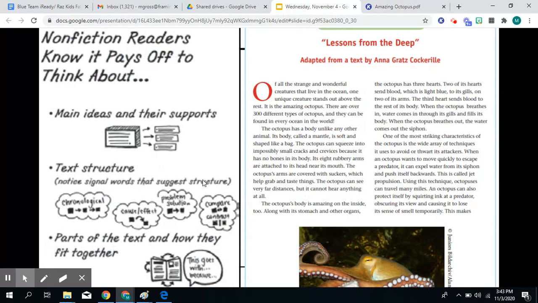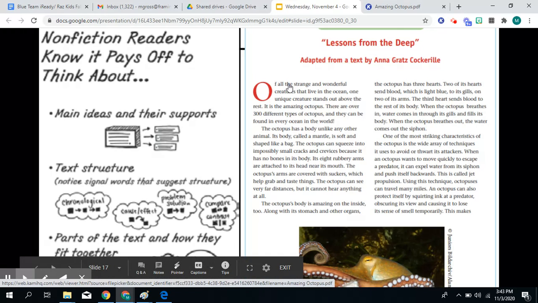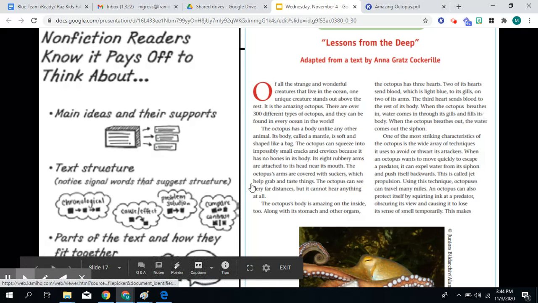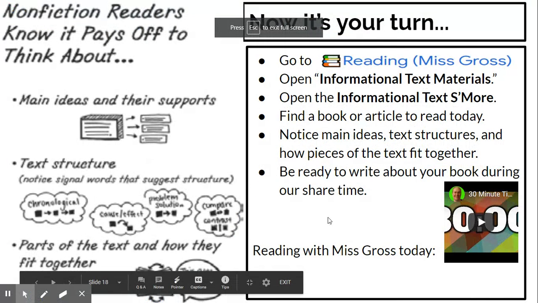All right. Now let's think about text structure. I think this paragraph, it's too early to notice the text structure, but as we read on, we will see what kind of text structure the author chose and why they picked that. All right, so do you see the work we just did? We looked at different pieces of nonfiction text that we know it pays off to pay attention to and think about. We asked ourselves how the different parts of the text fit together. We noticed main ideas and their supports, and we know that as we read forward, we're going to think about our text structure.